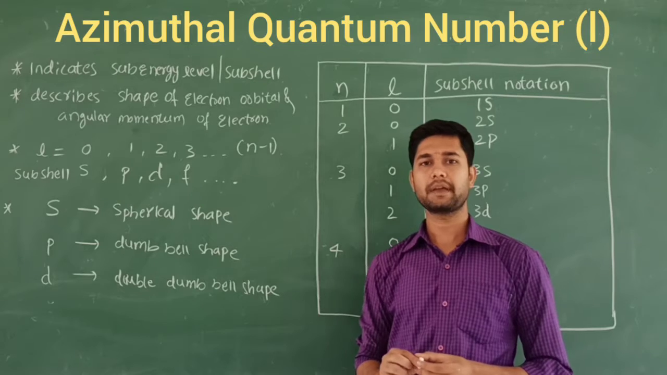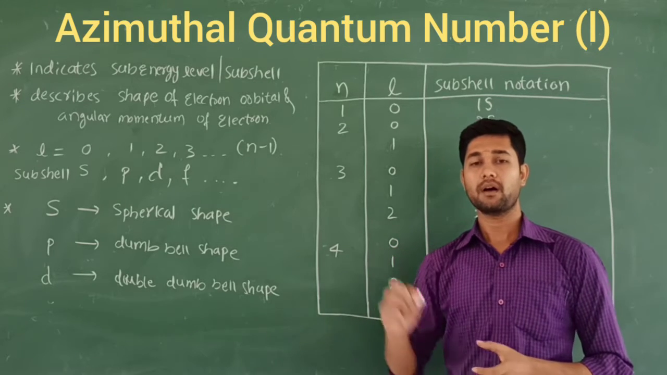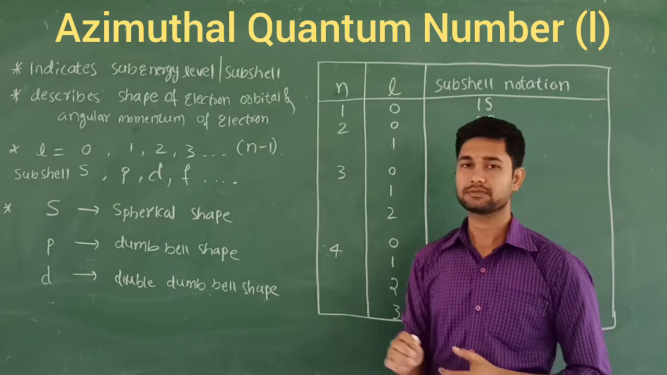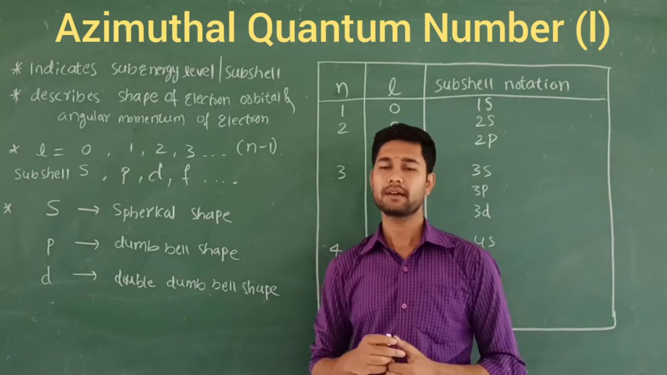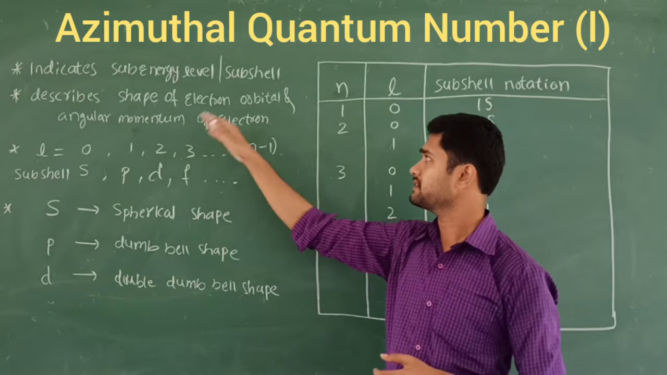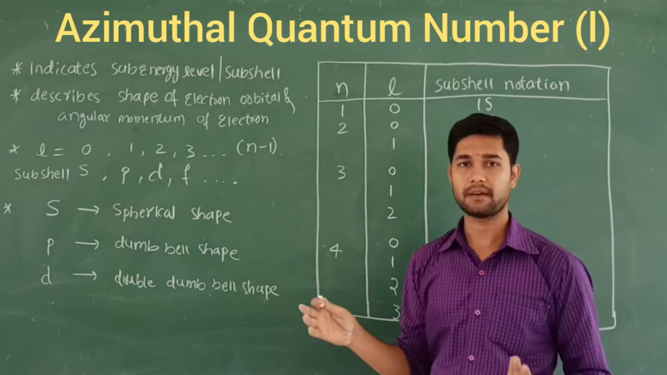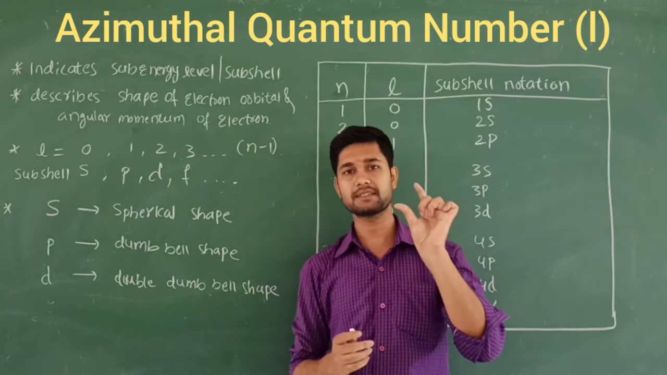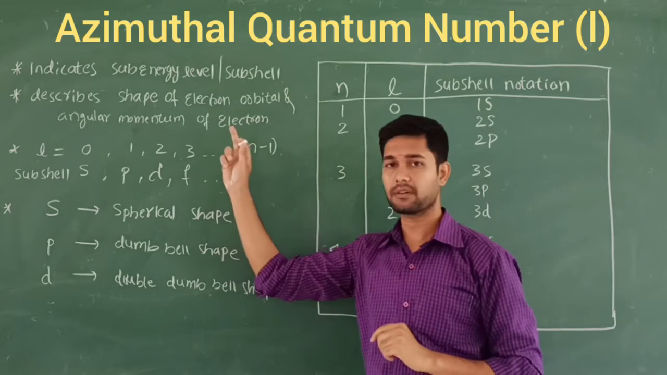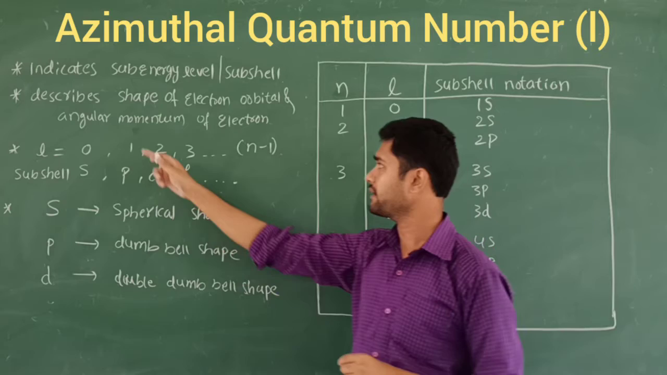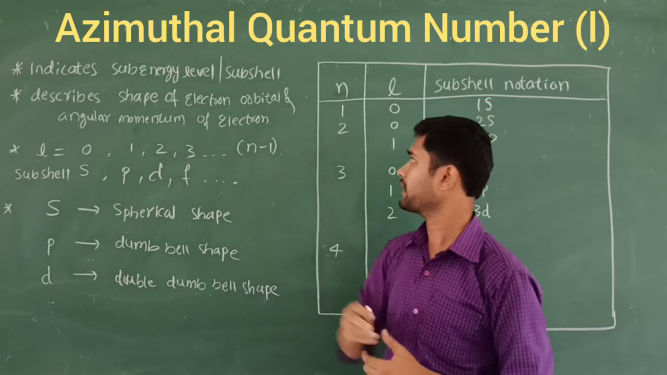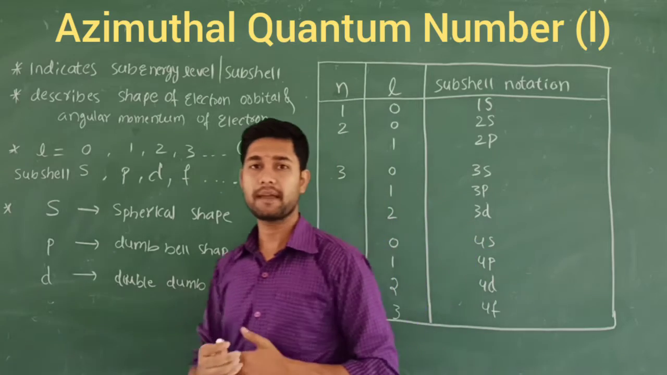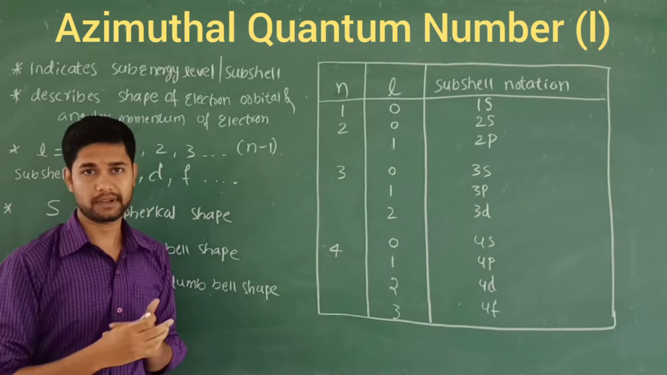Let us discuss the angular momentum quantum number, also called the azimuthal quantum number or subsidiary quantum number. That is designated by the small letter l. Here it indicates the sub-energy levels or the subshells. The principal quantum number tells the main shells, and the azimuthal quantum number tells the subshells. It describes the shape of an electron orbital and the angular momentum of the electron. It mainly tells the shape of an orbit.